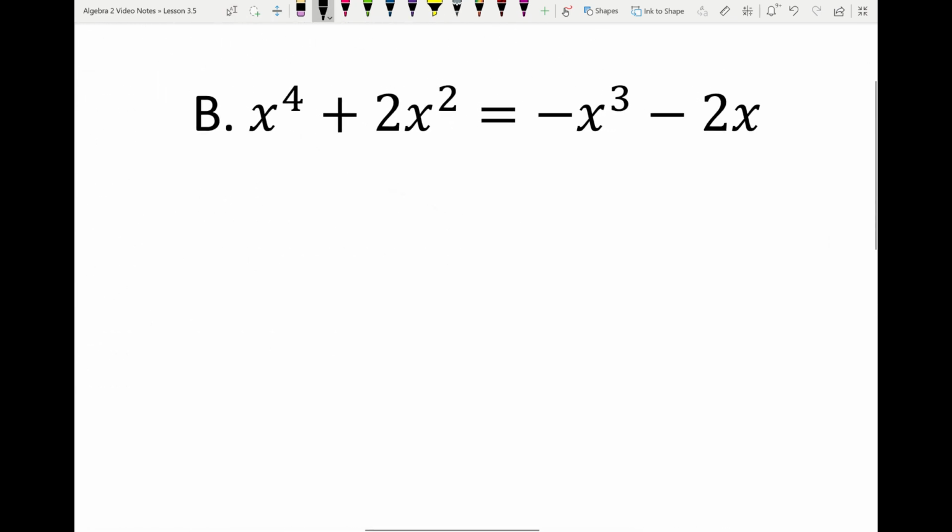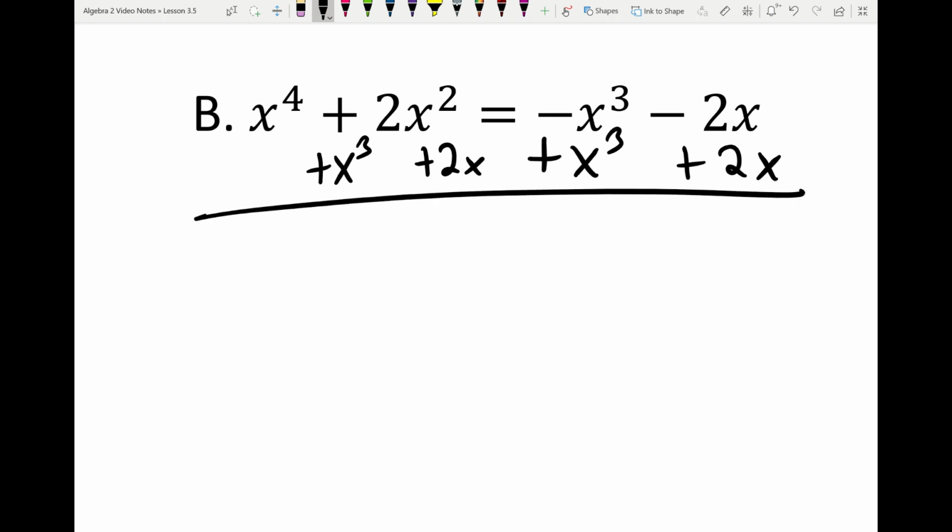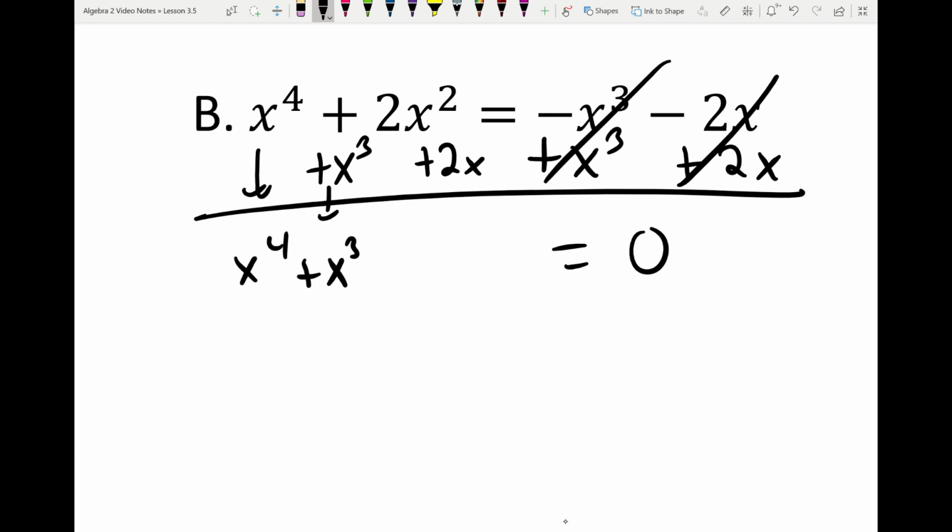So again, we're going to move everything over to one side. Let's move everything over to the left side this time. So let's get rid of this so that we can add it over. And let's add the 2x over to both sides. So now this right side goes away. So we have x to the 4th plus x cubed plus 2x squared plus 2x.